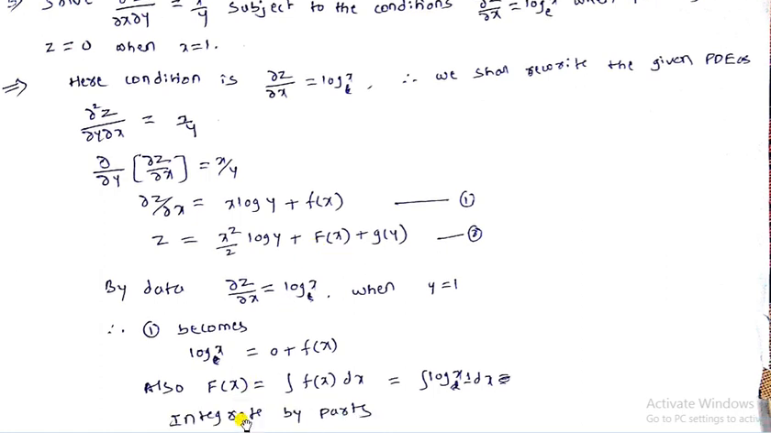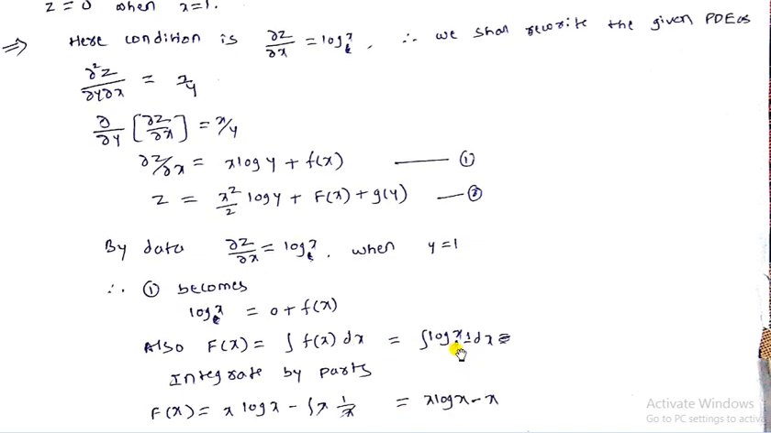So capital F(x) is the integration of small f(x) dx, and small f(x) is log x. So the integral of log x times 1 dx; here we write dx as 1 dx. So for log x into dx, we will apply integration by parts here. So apply the formula: integration of u v = u times integration of v minus the integration of (integration of v times u'). So keep x as it is.